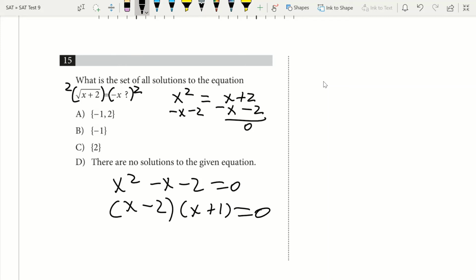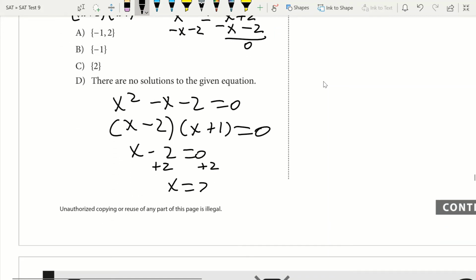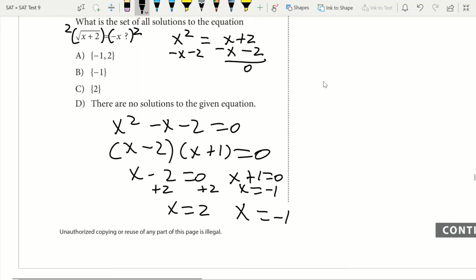I set them equal to 0. So now I have x minus 2 equals 0, which when I add 2 to each side is going to give me x is equal to 2. And these are possible answers. Keep in mind that these will have to be checked in the equation, so don't think you're done once you get to this step. Next, we'll have x plus 1 equals 0, which when we subtract 1 from each side will leave us with x equals negative 1. So now we have these possible answer choices. We go ahead and plug them in to check.